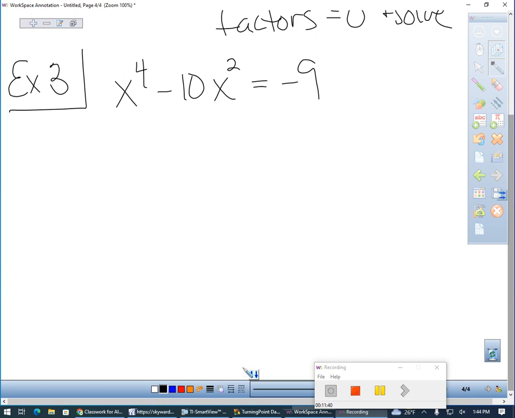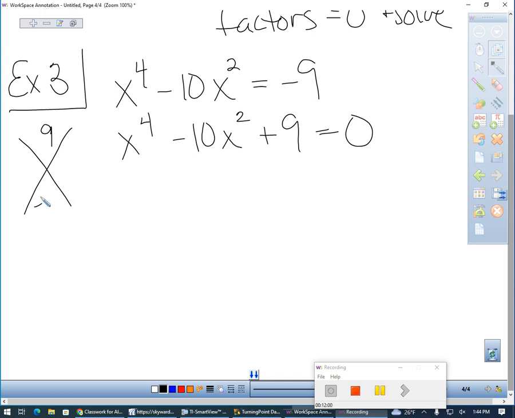We have to set it equal to 0, right? So we're going to add 9 over. So I have x to the 4th minus 10x squared plus 9 equals 0. Now I'm going to factor it like normal. I'm going to draw my x. 9 on top, negative 10 on the bottom.